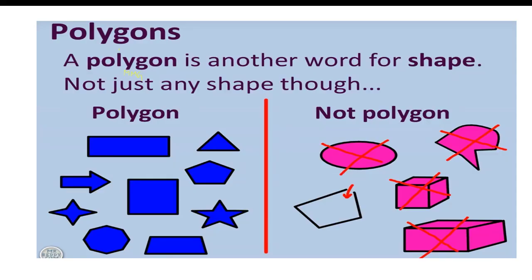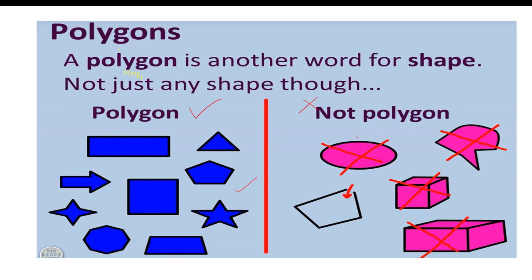Now children, here you can see we have the figures which are polygons, and here we have the figures which are not polygons. You can see these figures are polygons because all of them are closed in nature, all are closed shapes, and all these shapes are made up of line segments.